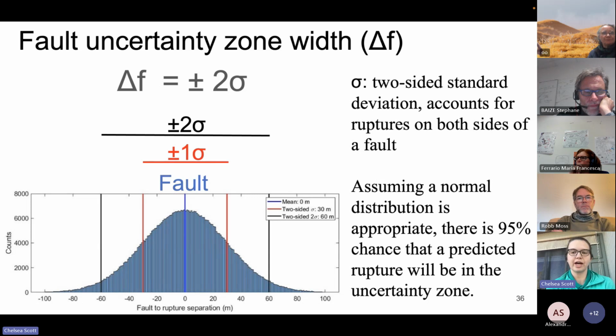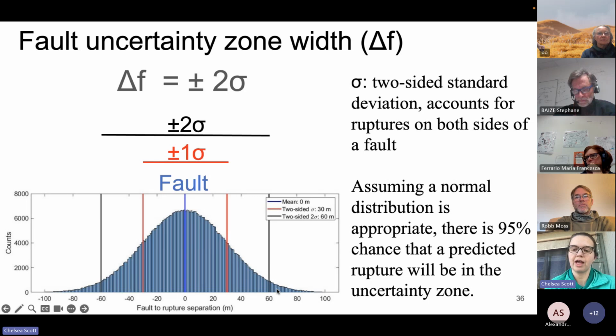The sigma is the two-sided standard deviation, and the two-sided aspect accounts for ruptures occurring on both sides of a fault. And assuming a normal distribution, there's then approximately a 95% chance that a predicted rupture will be within this uncertainty zone. Here in this figure, you can see the fault is shown in blue, and this uncertainty zone, the 2 sigma, is shown in black, and this would have a 95% chance of containing a predicted rupture.